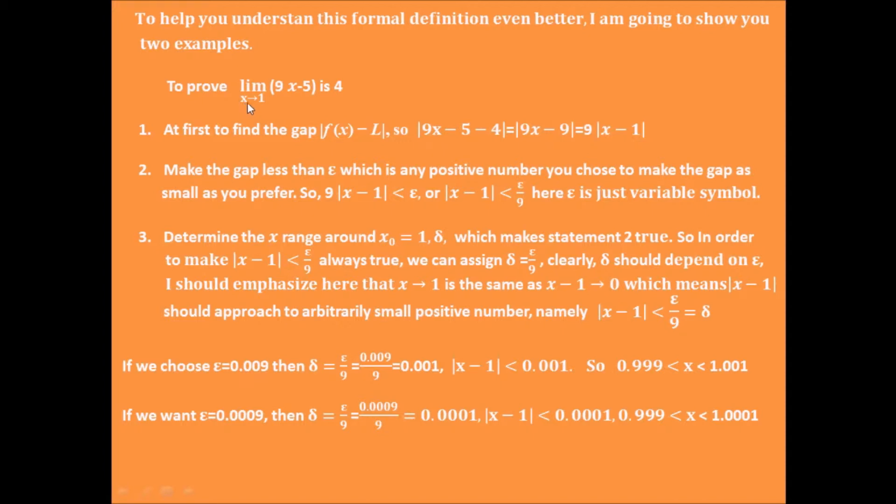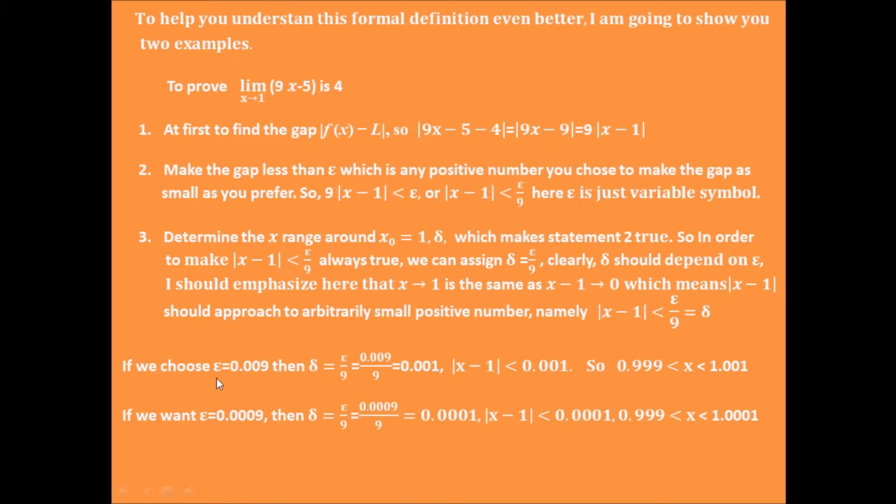Because we are talking about x approaching 1, which means x minus 1 should approach 0, that's why we write this expression like 9 times the absolute value of x minus 1. Then we want to make this gap less than any positive number epsilon. So we have 9 times the absolute value of x minus 1 less than epsilon, or the absolute value of x minus 1 less than epsilon divided by 9. In fact, the absolute value of x minus 1 is the x range. So we can assign delta equals epsilon divided by 9. Clearly, the delta depends on the epsilon value which you choose.